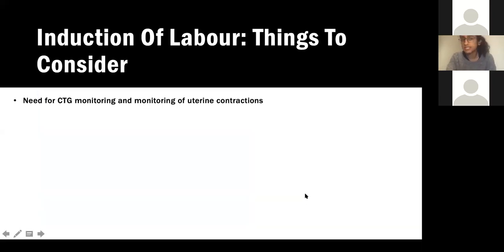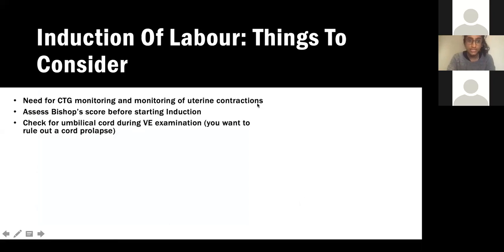And there are things to consider when inducing labor. So it's really important for CTG monitoring. We've mentioned continuous CTG monitoring for women who are on oxytocin infusion. You need to monitor for uterine contractions as well. Assess Bishop score before starting induction. And you want to check the umbilical cord during VE exam, because you want to rule out a cord prolapse, which we're going to come on to in a bit. And then you want to check previous scans as well for a low-lying placenta, because you wouldn't induce someone if they've got a low-lying placenta.